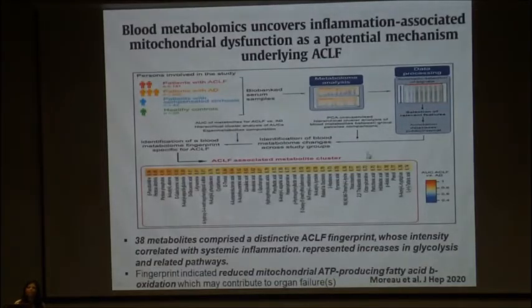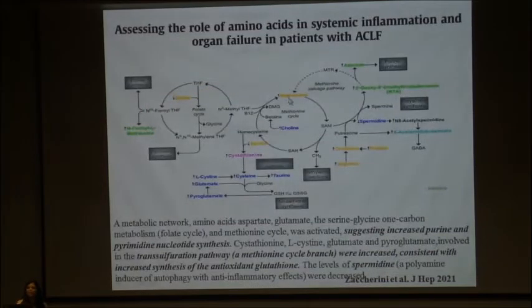This is the data from the CLIF consortium. We do not go by these definitions, but the concept is very important. So in patients with acute-on-chronic liver failure, using a metabolomics approach in the plasma in a large cohort of 181 ACLF patients compared with acute decompensated patients with cirrhosis, they showed that there was reduced mitochondrial function, and this was due to systemic inflammation, which clearly correlated with increased glycolysis and related pathways. Because of the failure of fatty acid beta oxidation, there was accumulation of free fatty acids.